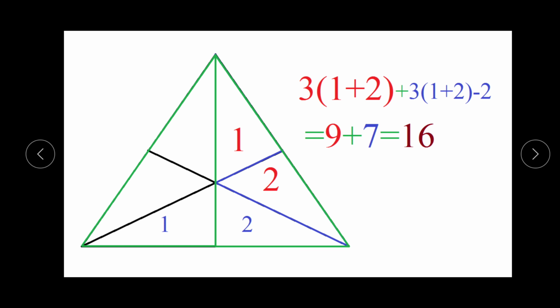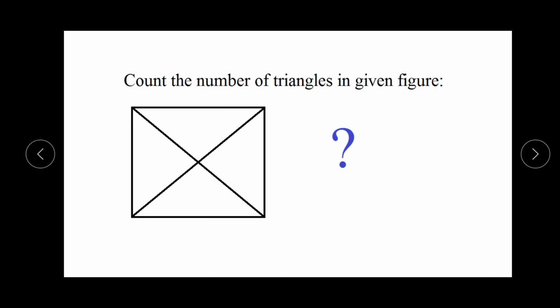And if there are 3 triangles, then we will multiply by 3. But in this the complete triangle is counted 3 times. Every time it is counted, it means it is counted 3 times. It means we will subtract 2 to find out the actual triangles. So we will subtract 2. So 9 plus 7 is equal to 16 triangles.